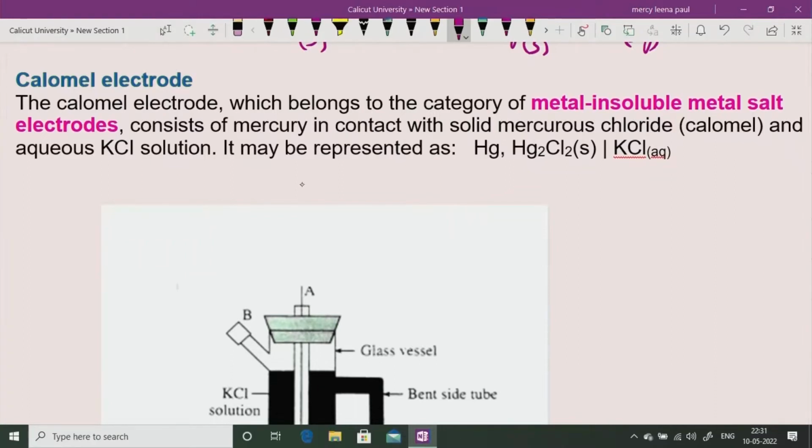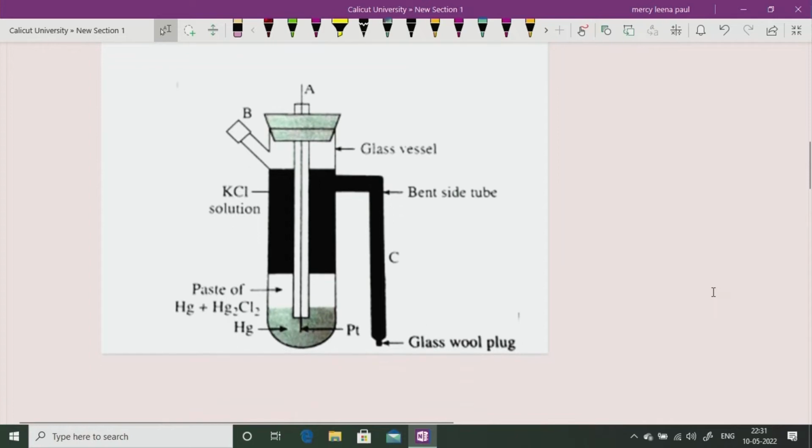Now, the calomel electrode again belongs to the metal insoluble salt type of electrode. Here we have mercury, mercurous chloride, which is otherwise known as calomel, and a solution containing chloride ions, and here it is fixed as potassium chloride, and this electrode is known as the calomel electrode. So, this is how you are going to represent a calomel electrode. A schematic picture of the calomel electrode is shown below.